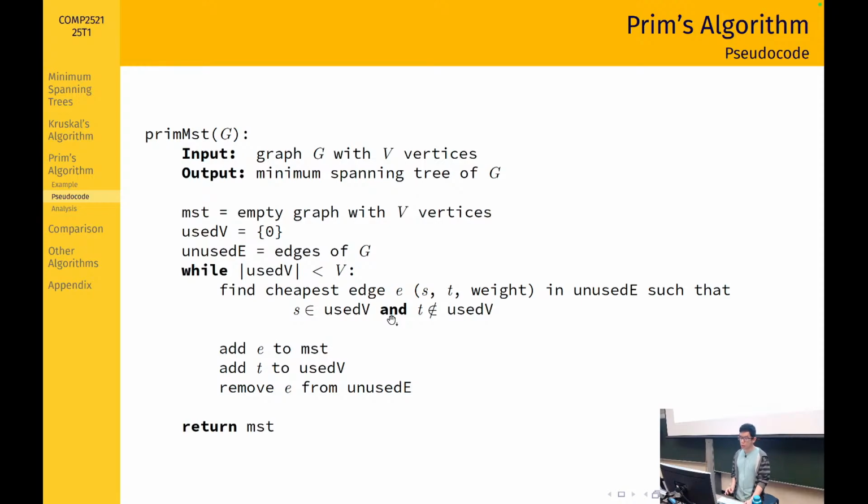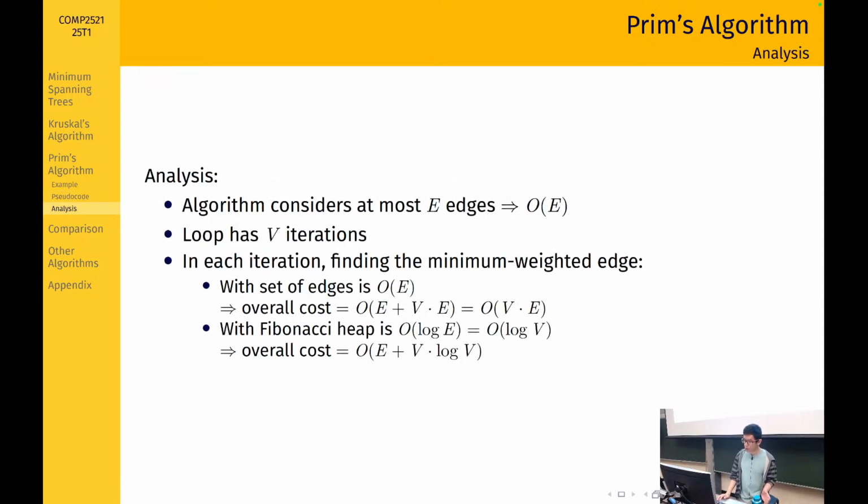If we just implement the set of unused edges as, say, an array, then this would cost O of E time in order to iterate over all the edges and choose the cheapest one. So that would make the overall cost of the algorithm O of E for considering E edges at most plus V times E, which is big O of V times E.